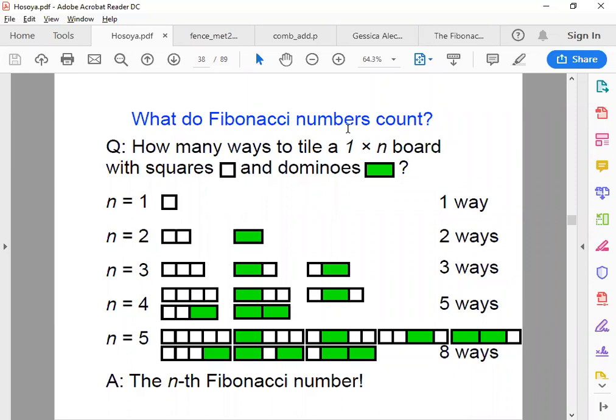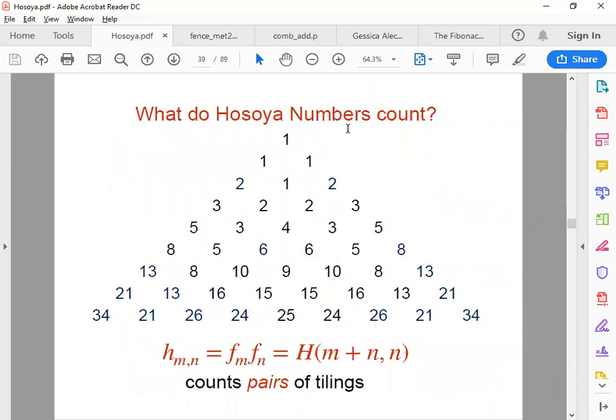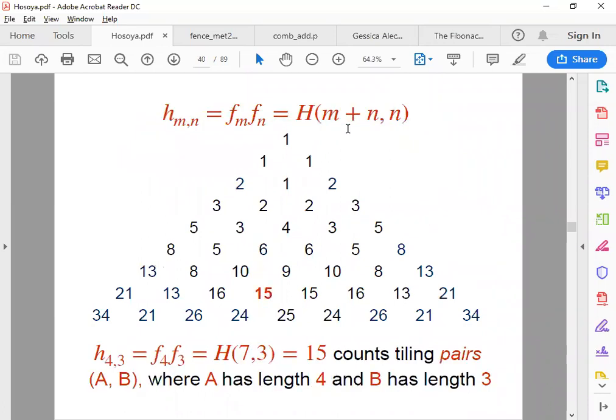What's the tiling interpretation of what's going on? So what do the Hosoya numbers count? Well, if H(m,n) is F_m times F_n, then that's counting pairs of tilings, right? So this number 15 counts the number of ways I can create 2 tilings, A and B, where A has length 4 and B has length 3, because there are 5 ways to create A and 3 ways to create B.